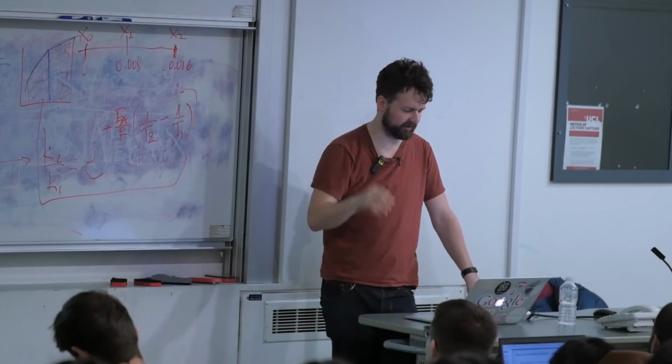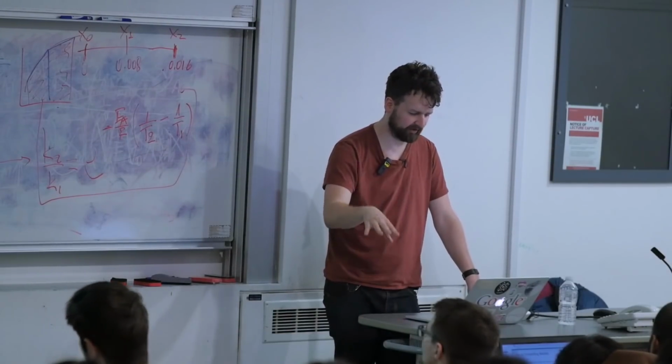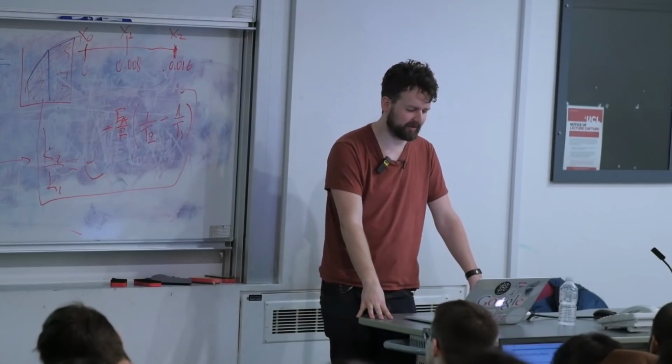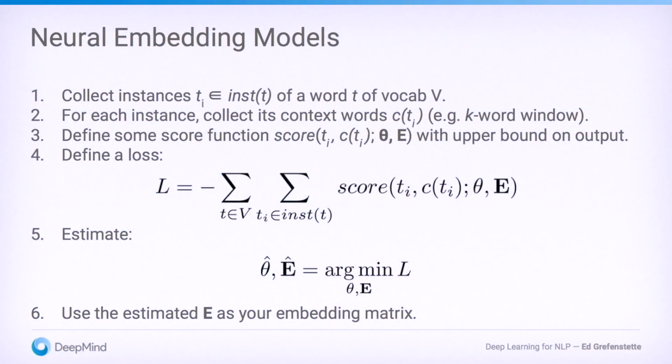And we're going to define some scoring function. That's going to be a function of the target word, its context words, so the words that occur with it, and some parameters, which typically will have an upper bound on the output, so that we want to maximize it. And we're going to define a loss, which is going to be across all the words that we want to build representations for, and across all the instances of those words, the sum of the negative score. So by minimizing this, we maximize the score across all the words we want to build representations for. And this is nicely linearly separable.